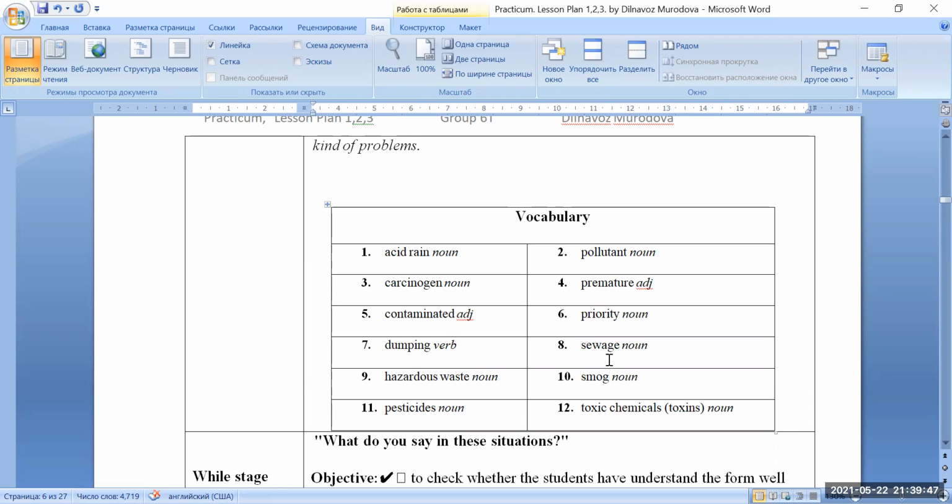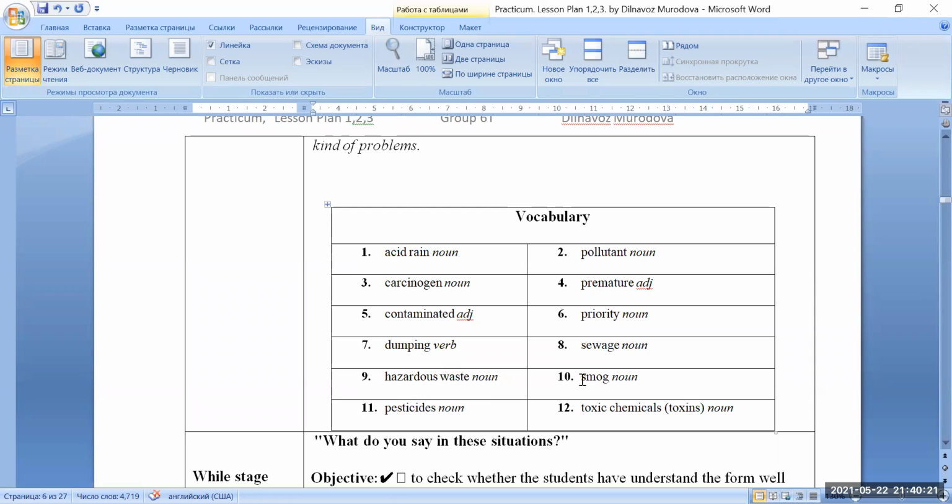And the next one, sewage. What is sewage? Human garbage, human produced garbage. Yes, it is waste from toilets and such kind of things. And then the next one, hazardous. What is hazardous? Hazardous waste. Very dangerous waste. Yes, dangerous waste.